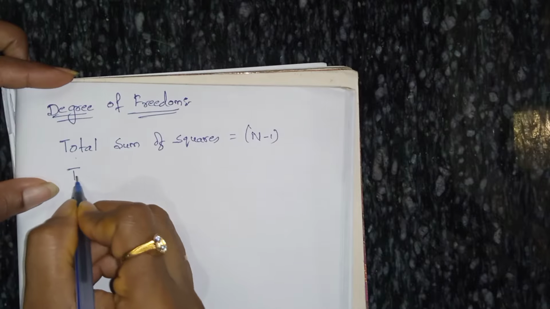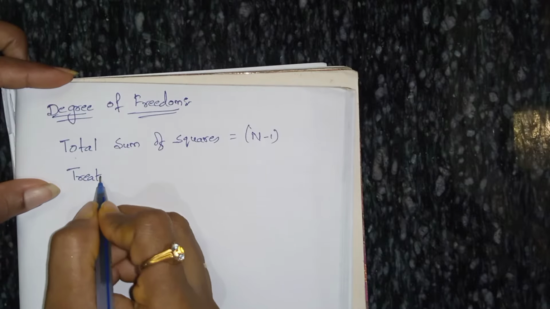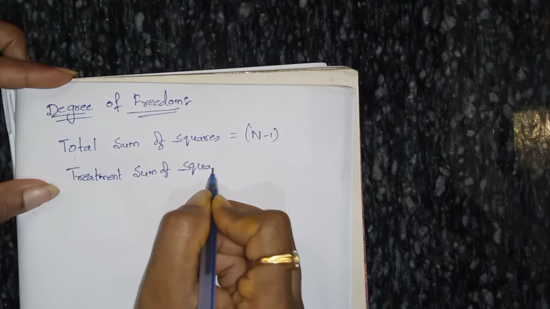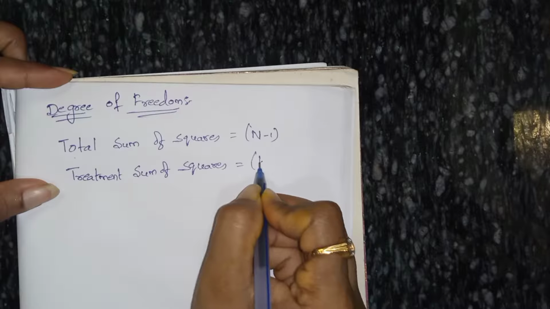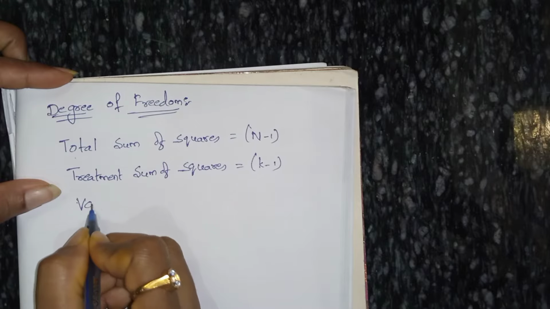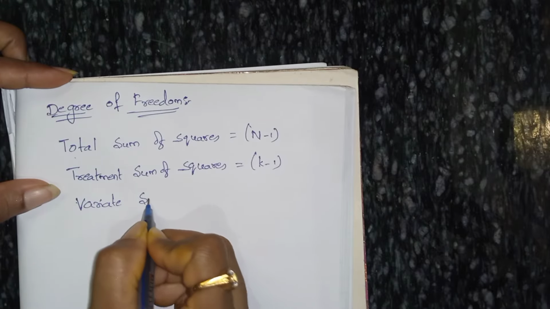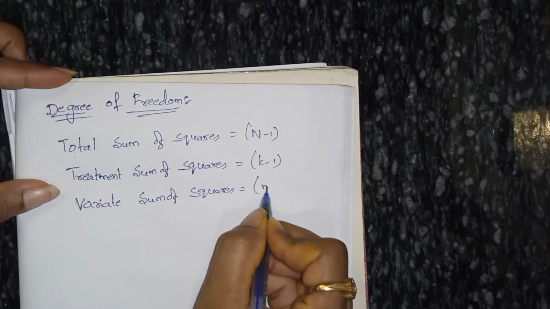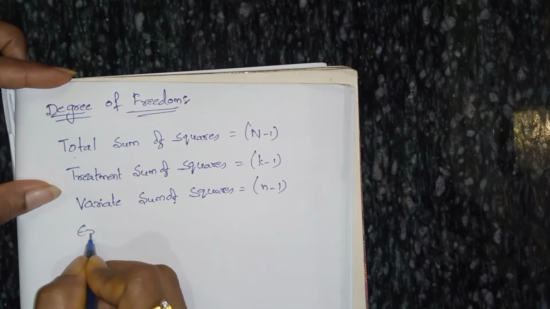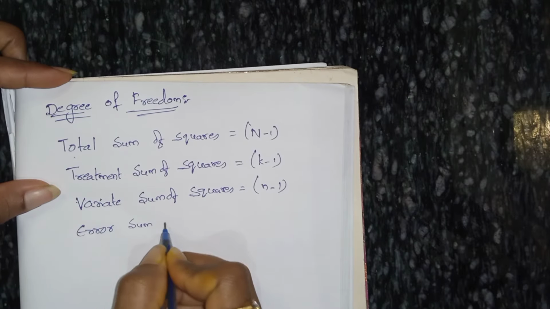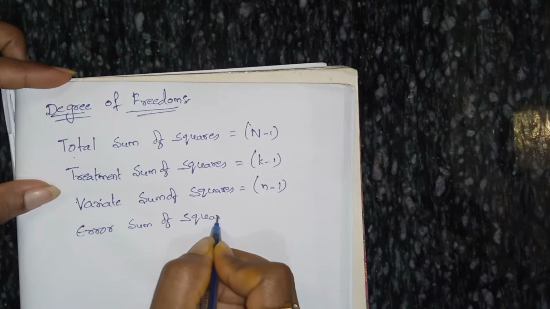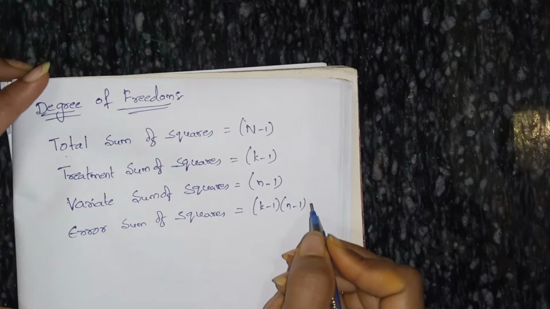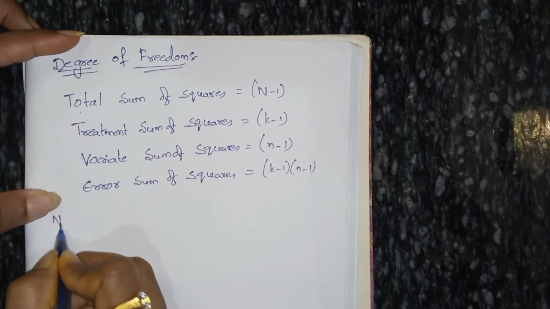Next one. Treatment sum of squares, STR square, equals K minus 1. Variate or else variables, variate sum of squares equals small n minus 1. Next, error sum of squares equals K minus 1 into small n minus 1. Okay, now mean sum of squares we have to do.